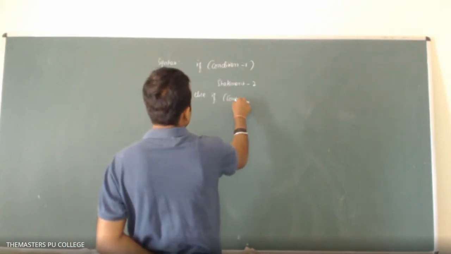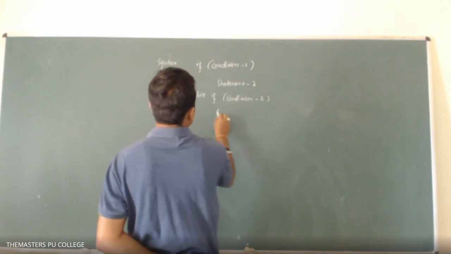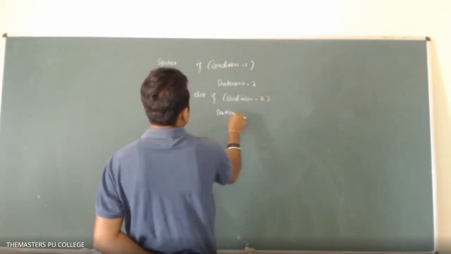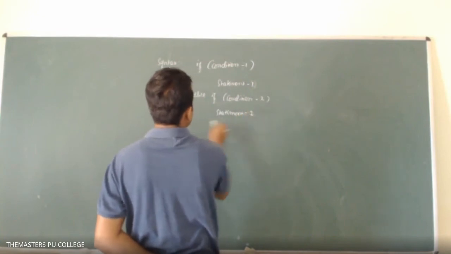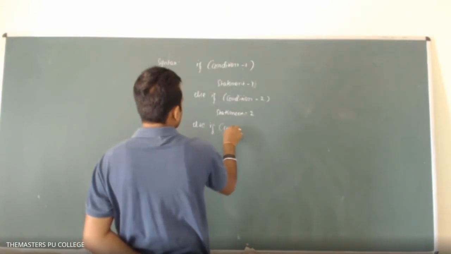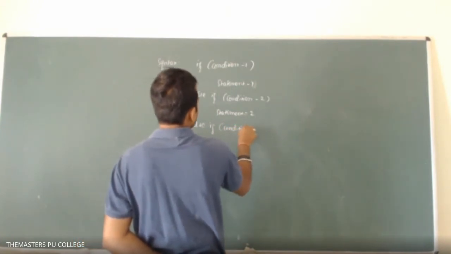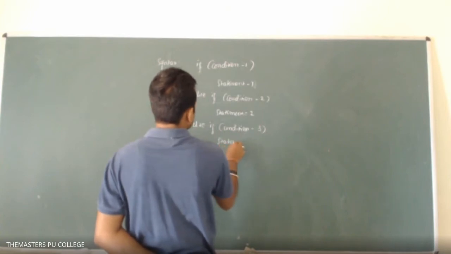Else space if. Condition two. Here it is statement one. Here it is statement two. Next, else if again. Condition three. Statement three.